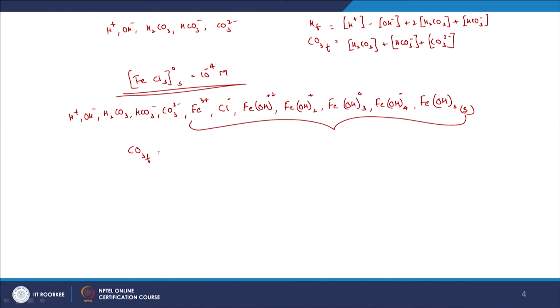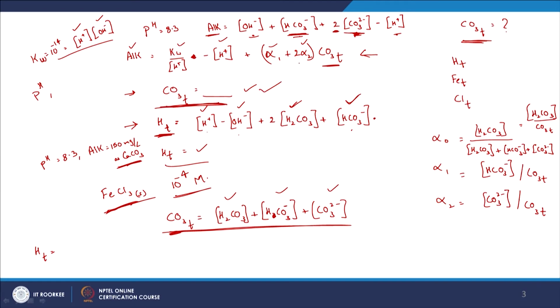So obviously now if I look at it again and write CO3 total, CO3 total would still be equal to, is there any CO3 in this particular species? Nope, right. So I am only going to go with the same case as earlier. It is still going to be equal to H2CO3 plus HCO3 minus plus CO3 2 minus, right. And keep in mind that we already calculated what this value was in the previous section, right. We already calculated what CO3 total was, and from that we already calculated what H total initially was.